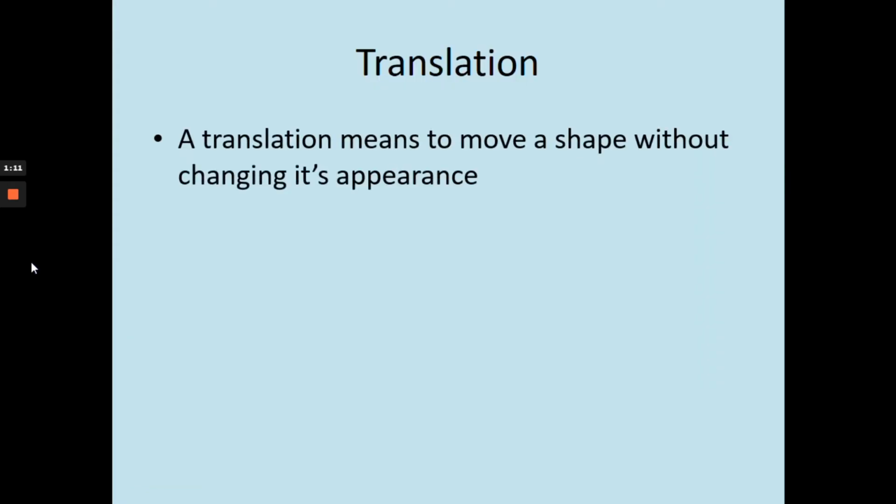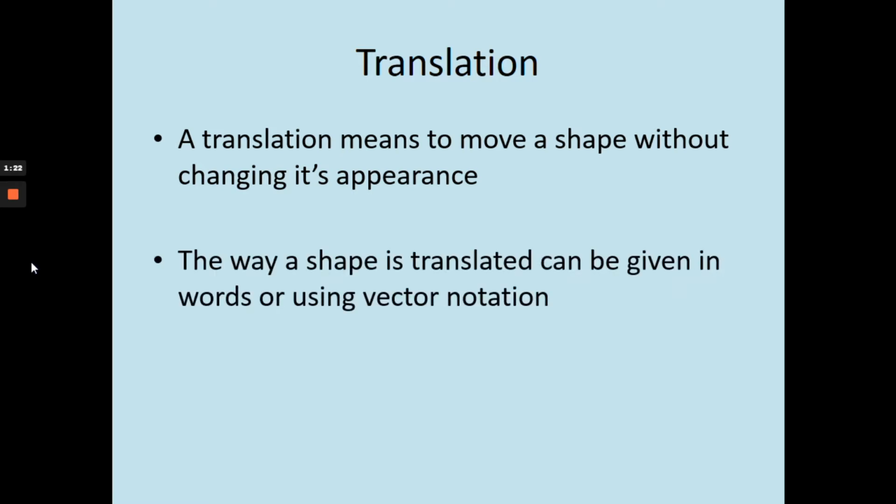So a translation in maths means to move a shape without changing its appearance. So it's a way of moving shapes around a page. And the way that a shape's moved or translated can be given in either words or using something called vector notation, which we'll go into a bit later.